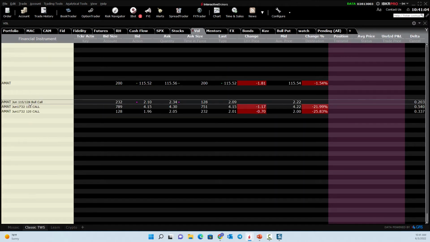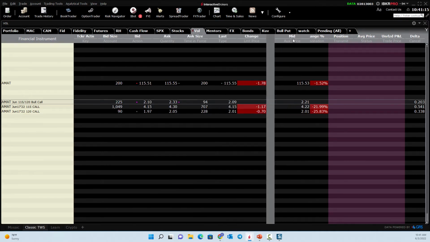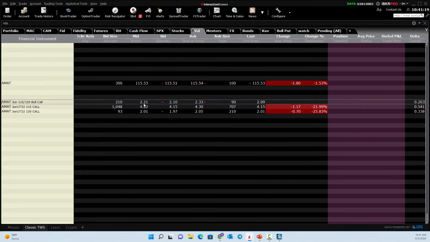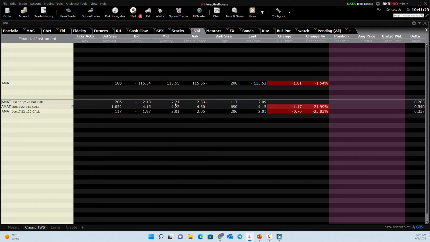Okay, here's our bull call. It says it's going for 210 on the bid, 234 on the ask. I like to have a mid column here so it tells me what the midpoint is. You can put that in there if you want. And again, if you like that, whoops, I wanted it right in the middle. If you like that, it'll just tell you what the midpoint is. I kind of like knowing where the bid is, where the ask is, and where the middle is.